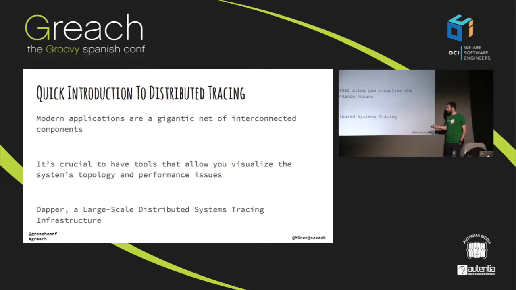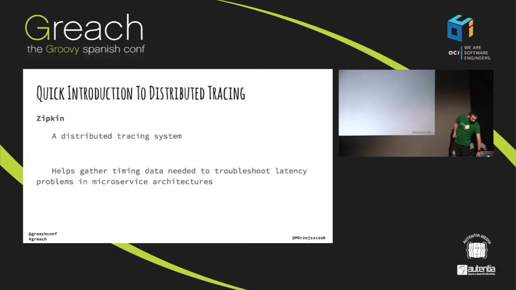So, there is such a thing called Dapper, which is a large-scale distributed system tracing infrastructure. They created that at Google, and there's a very good paper. I advise you to read about this, where they define what kind of problems they had and how they solved them. I'm mentioning that because in the later part of the presentation, I'm going to use some terminology from the Dapper paper, but I'm going to explain it in a second.